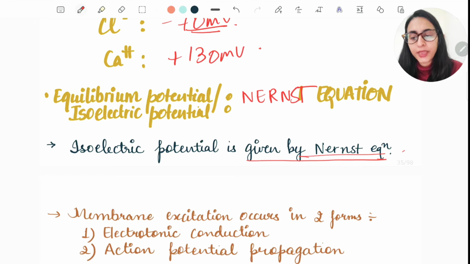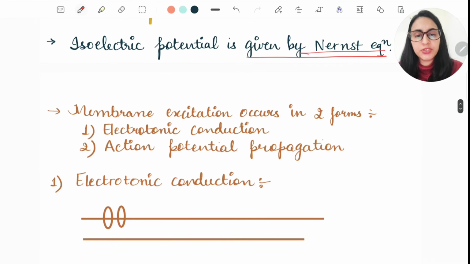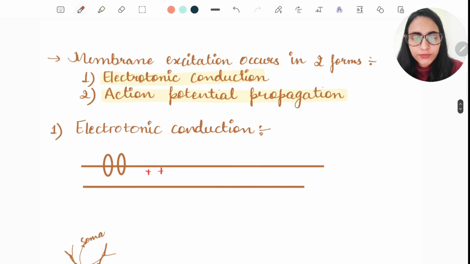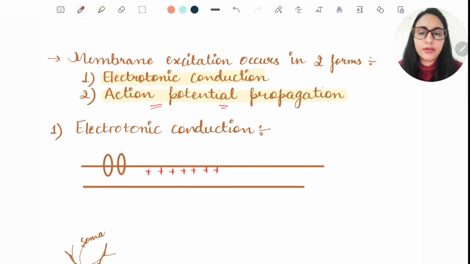Now membrane excitation and impulse transmission. So membrane excitation occurs in two forms. It can be electrotonic conduction or it can be action potential propagation. A membrane can be excited via two ways. Either there is a conduction of the ion that is responsible for the membrane to excite, or there can be action potential, and because of this the membrane can excite. So let's first talk about the electrotonic conduction.